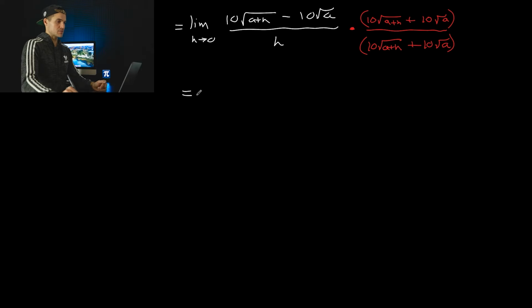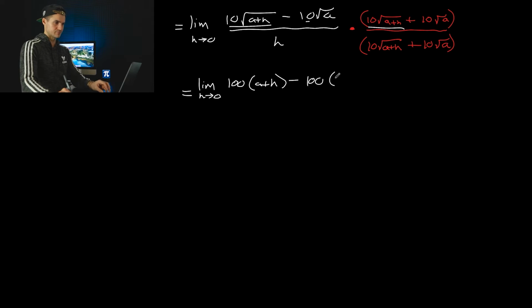Okay, so now what's going to happen is we'll have the limit as h approaches 0. Now over here, because we're multiplying it by the conjugate, it's like a difference of squares. And so we just have to multiply the ends together, right? So 10 root a plus h times 10 root a plus h, that's going to be what? 100. And then root a plus h times root a plus h is a plus h. Minus 10 times 10 is 100 as well. And then root a times root a is just a. Let's just keep it like that, 100a.